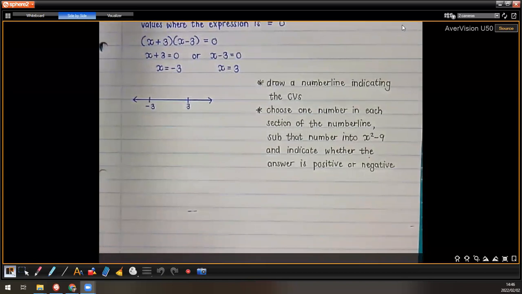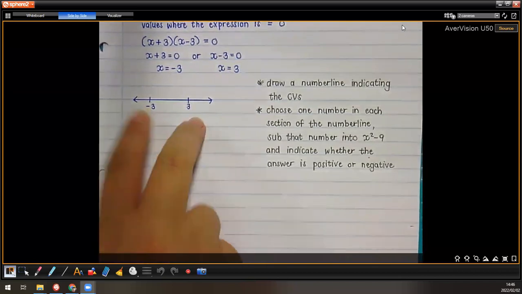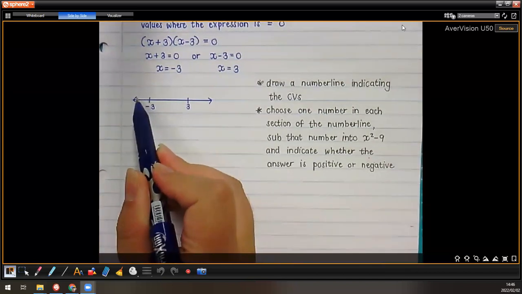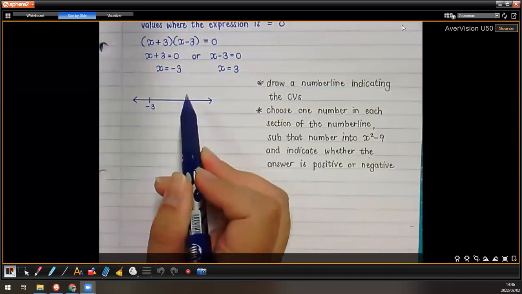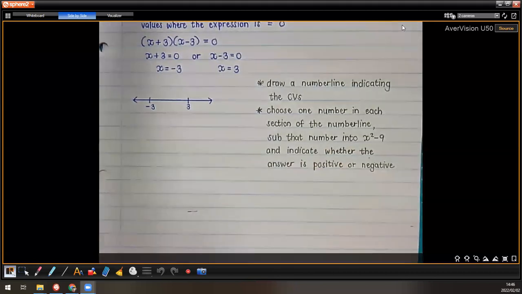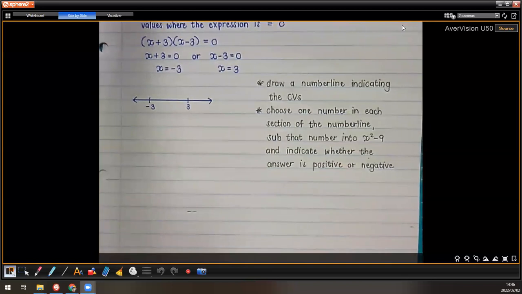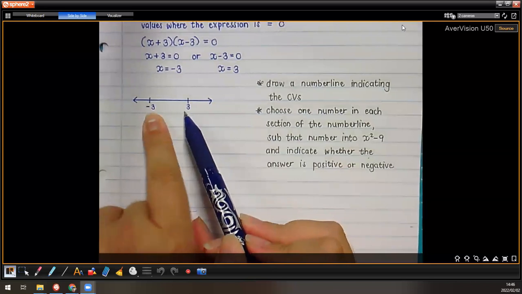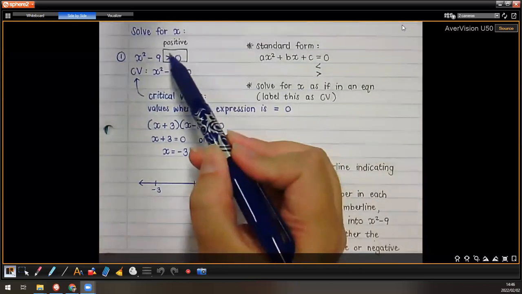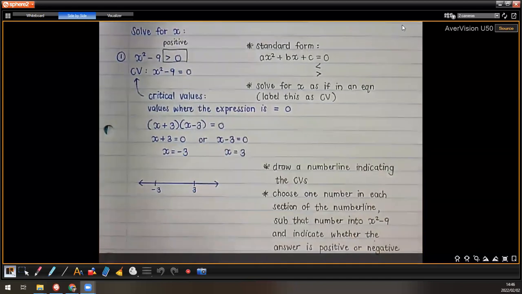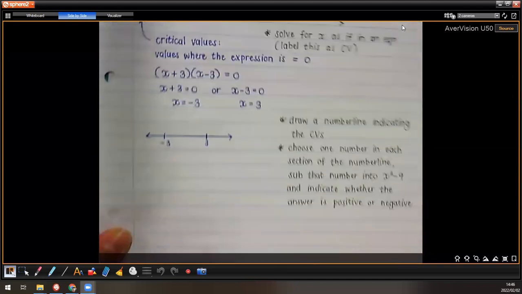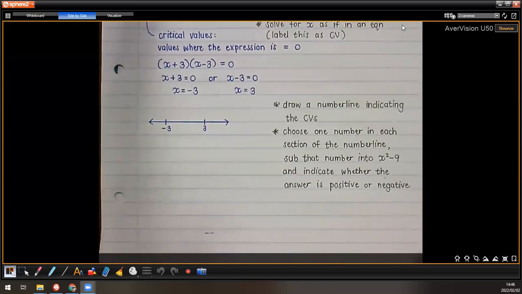What do you mean? So I'm not going to sub in negative 3 or 3. I'm going to sub in a number that's smaller than negative 3, a number between negative 3 and 3, and then a number that's bigger than 3. These two critical values are actually splitting the number line into 3 sections. I do agree with you. If we subbed in these two, we would get 0 for both of them, right? But remember, we're not supposed to say where it's equal to 0. We're supposed to say where it's positive. So we're using these two numbers as a guidance.